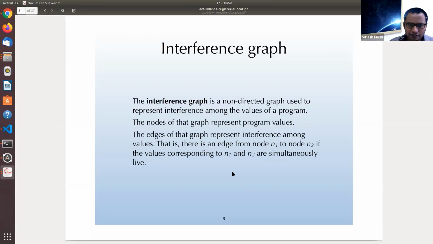So what is this interference graph? It's very simple. If there are two variables whose live ranges interfere with each other, like for example in the previous case we have seen at a particular program point there are four variables which are live at the same time. The nodes in the interference graph correspond to variables of the program, and there will be an edge between two variables x and y if their live ranges interfere with each other. That means x and y cannot be allocated the same register.